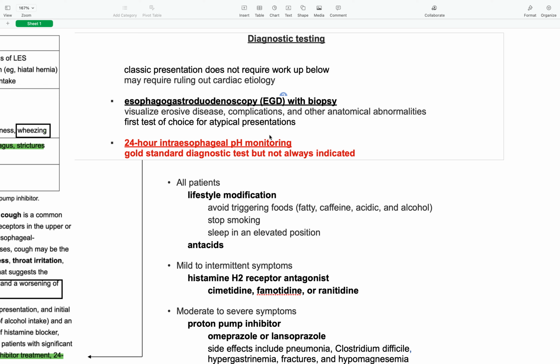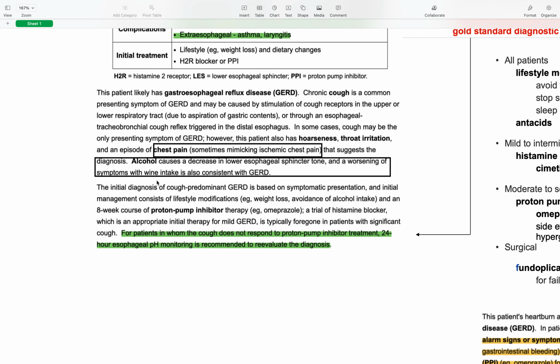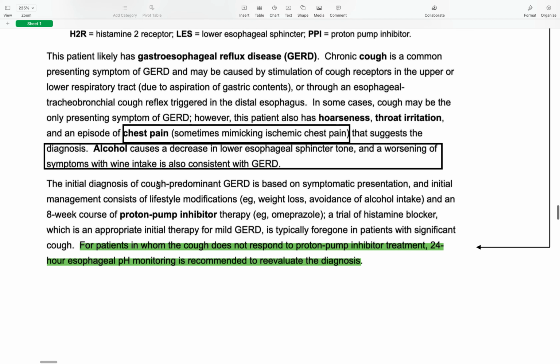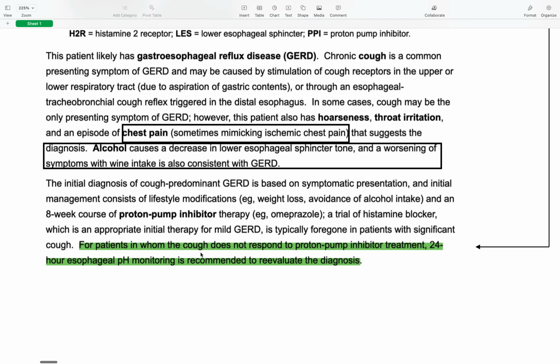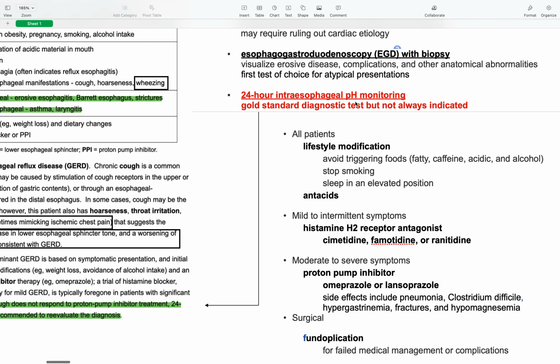Okay, sometimes patients may have atypical presentation. Then in that case, you may do an endoscopy with biopsy. Okay, and you may also do a 24-hour intraesophageal pH monitoring. That is a gold standard diagnostic test, but it's not always indicated. It's only done in few cases. It is when the patient does not respond to your initial treatment with proton pump inhibitors, or a patient in whom cough does not respond to proton pump inhibitor treatment. Then that is when you want to reevaluate the diagnosis, and so you would do a 24-hour intraesophageal pH monitoring.